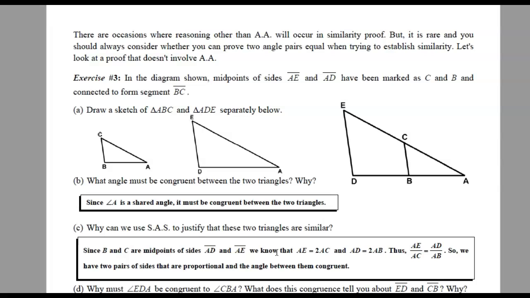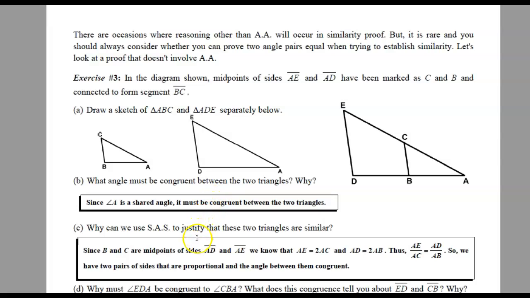All right, on the next page, there are some times when other reasoning besides angle-angle will be in a proof, but we should always consider whether we can get 2 angle pairs, because that is typically going to be the easiest way. In the diagram shown, midpoints of AE and AD have been drawn as C and B. And so if we sketch those 2 triangles separately, the small one is here and the large one is here. CB would have been in the middle. And what angle must be congruent between the 2 triangles? Well, they both contain angle A.